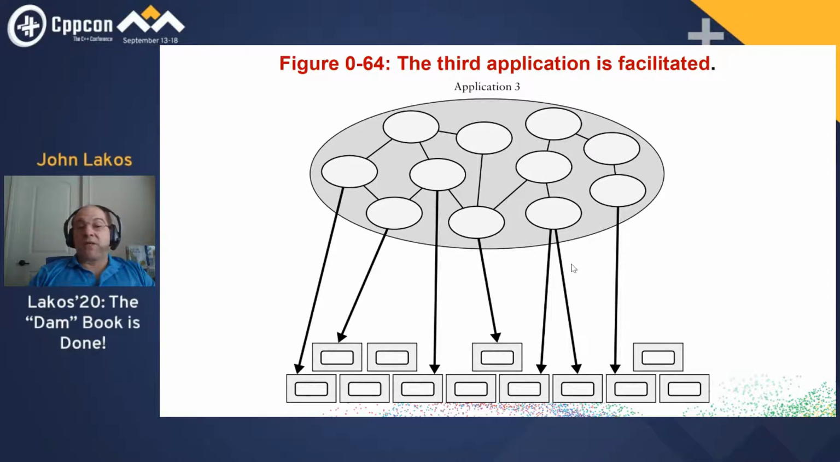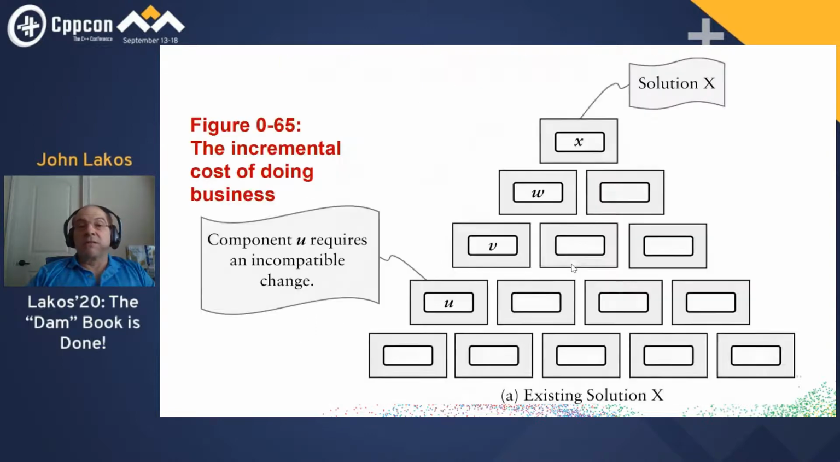But now when application 3 comes along, you have a substantial body of software to draw from, and you've made a substantial saving. So the point is, the first application does not benefit. The second application benefits slightly, but the fifth application benefits tremendously. And I don't need to tell you what the 175th application does.